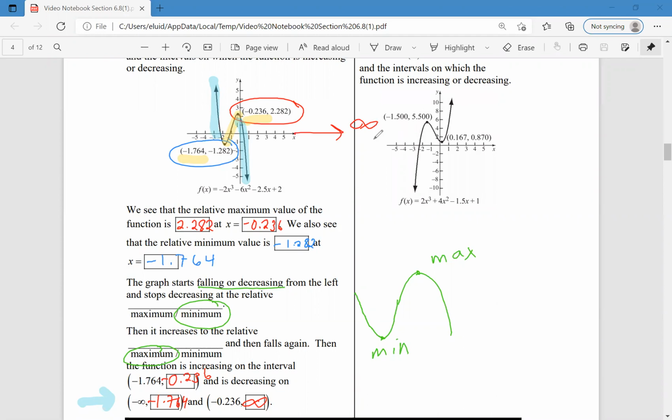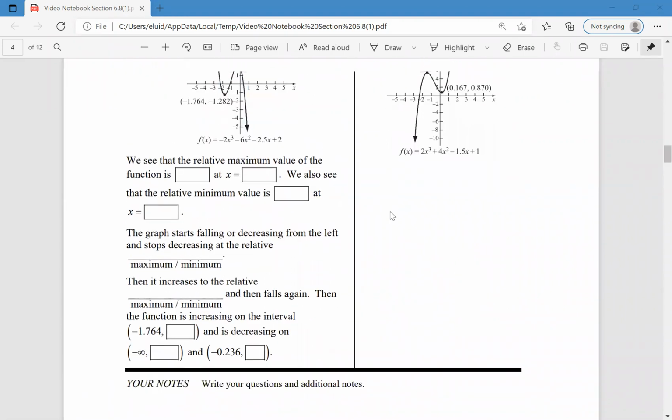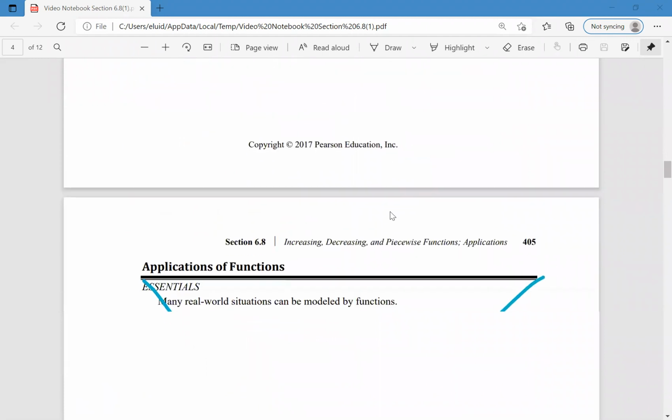So that's example 1, I think. So feel free to pause and make sure you got everything. I'm about to clear all that I've written so far. All right, I'm going to skip the your turn for now. Sometimes we skip it in class.